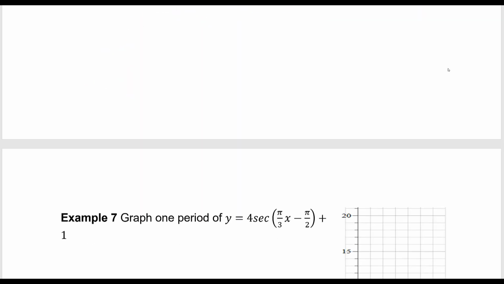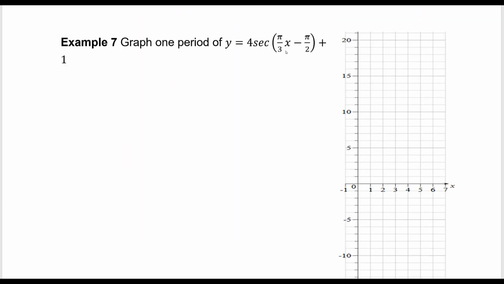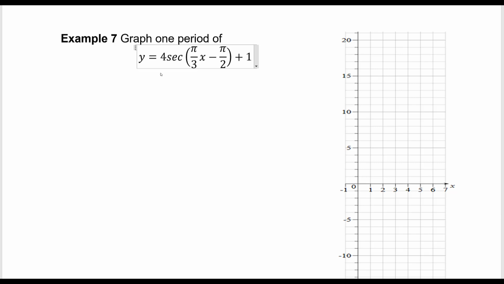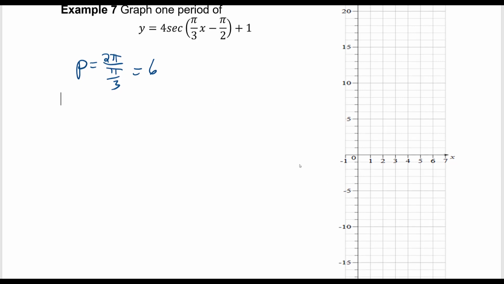Now we'll look at graphing. Oh man, this got messed up. Let's do that. There we go. y equals 4 secant of pi over 3 x minus pi over 2, plus 1. So let's look at our period. Period, oh, the pen died. Period would be 2 pi over pi over 3, which would be 6. So we're going to have a period of 6.